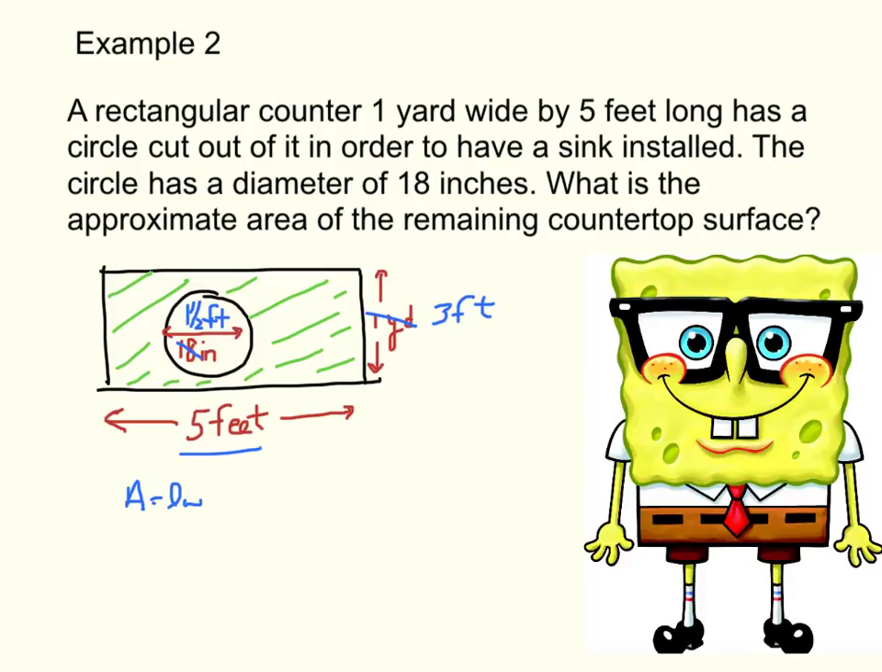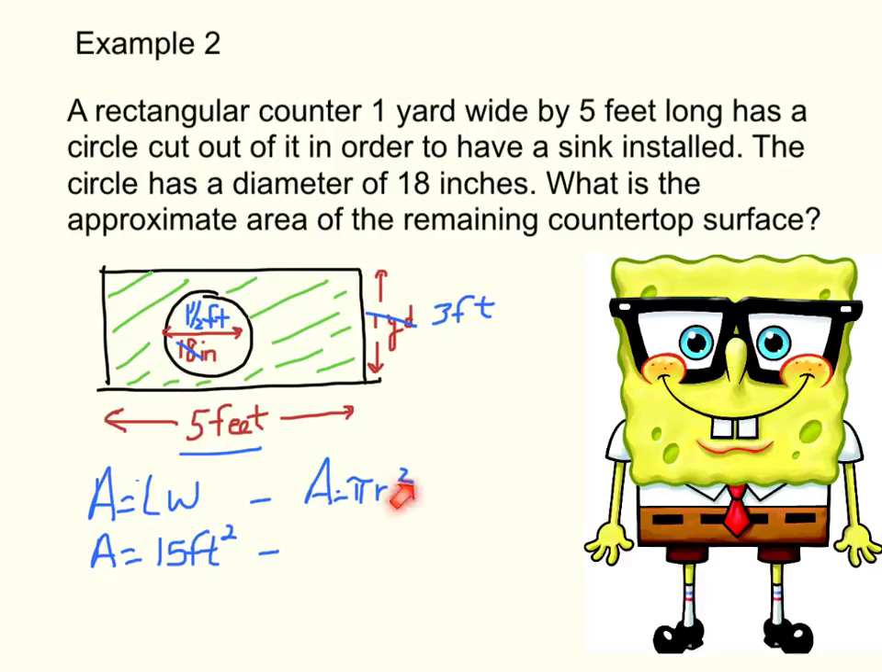Area, length times width. Let me actually make that so you can see it. Area equals length times width. So that would be area equals 5 times 3, which you know is 15 feet squared. Subtract the area of a circle, which is pi r squared. So we're going to subtract pi times the radius squared. And so if we take 3.14 times the radius, which is half of 1.5, so that would be 3/4 of a foot, or 0.75.